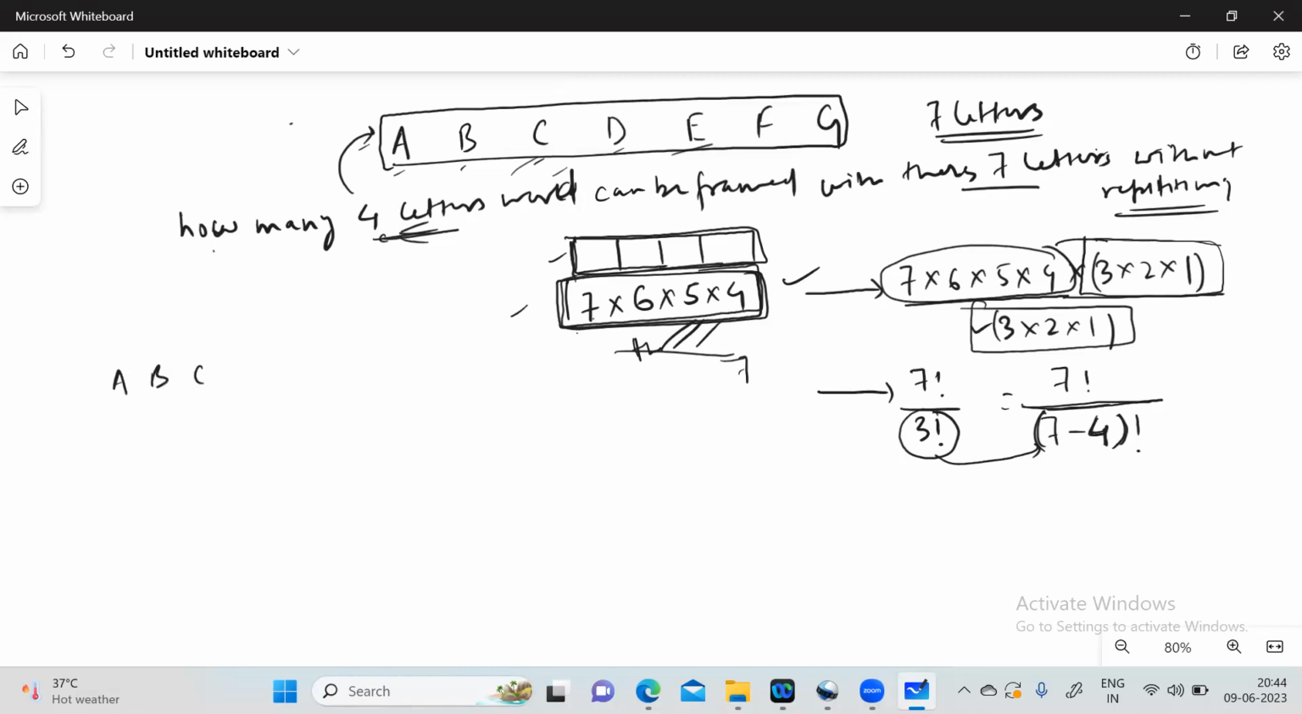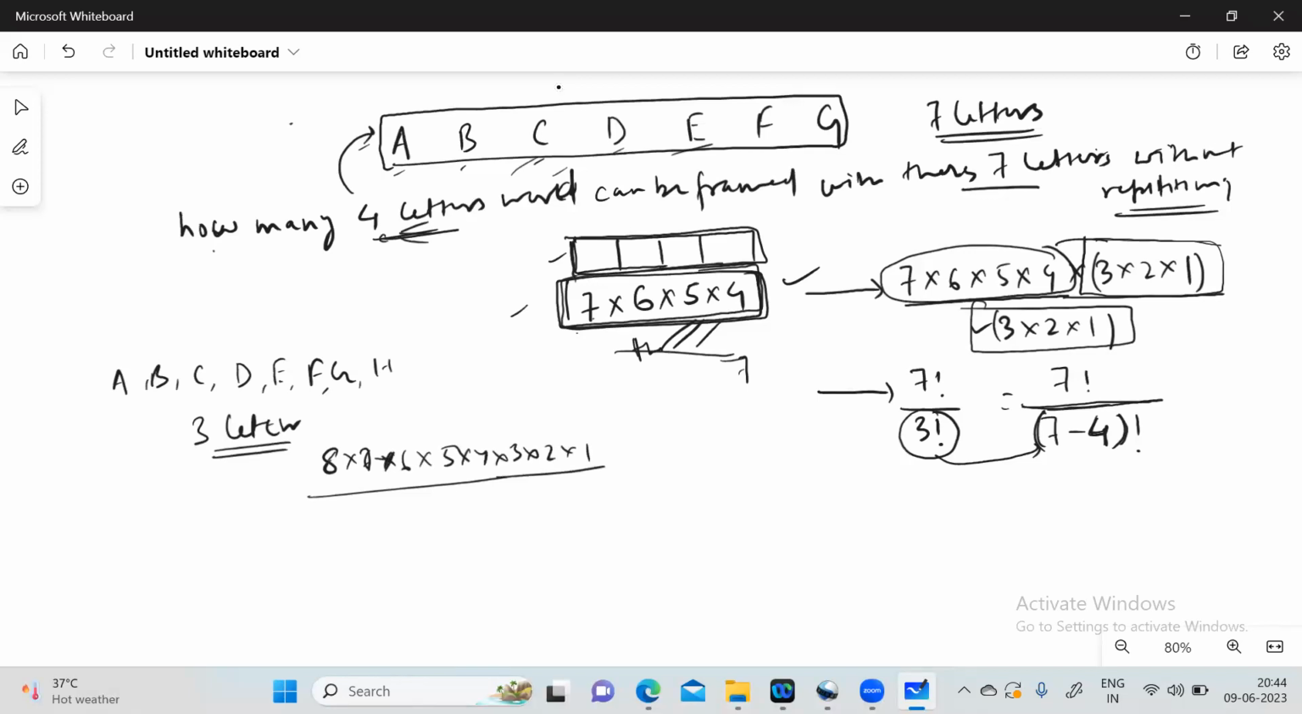So you can see, if we generalize, like if you have A, B, C, D, E, F, G, H, 8 letters, and you want to create a 3-letter word with this, you'll have the answer 8 into 7 into 6. And then again, you can complete the multiplication and divide it by 5 into 4 into 3 into 2 into 1. And then what you'll get is 8 factorial divided by 8 minus 3 factorial. So this is what we are getting every time.